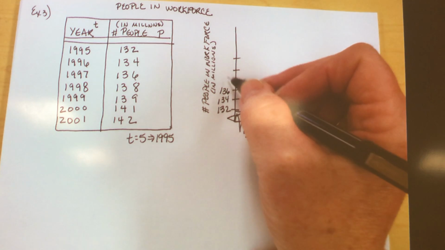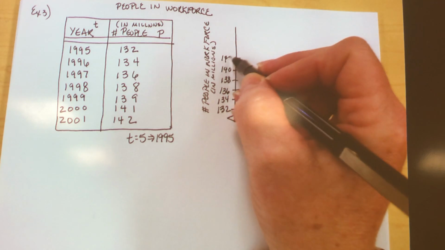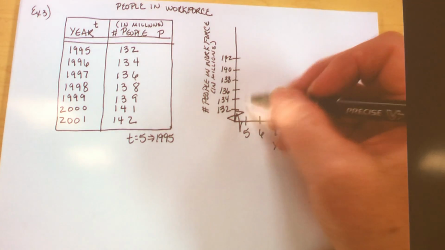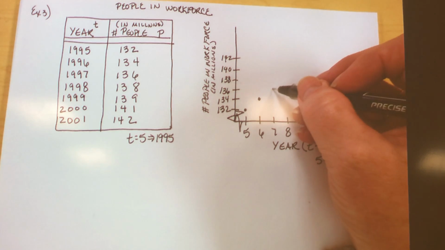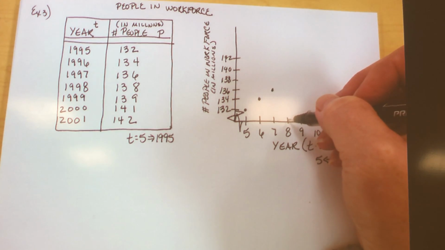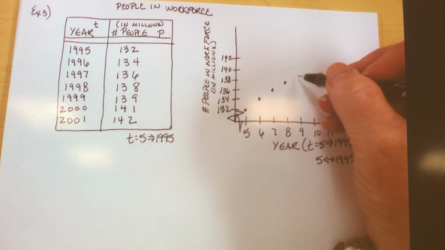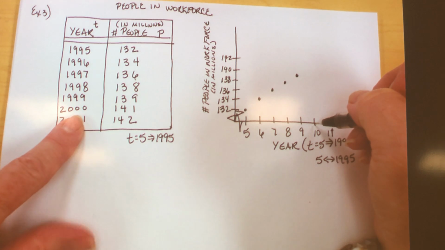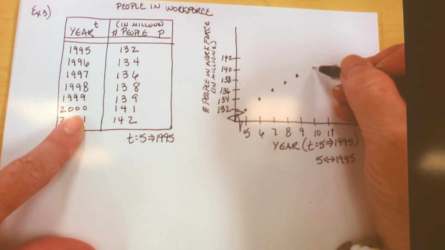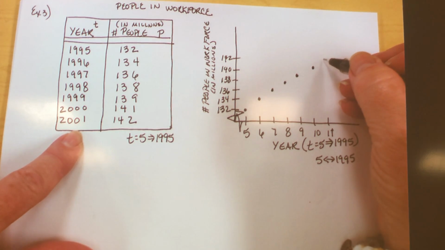And then I'm just gonna plot my graph. Does everybody agree? Yeah. So 5 is 132, 6 is 134, 7 is 136, 8 is 138, 9 is 139, so it didn't quite go up like the other ones did. 10, which is 2,000, is 141, and 11 is 142.